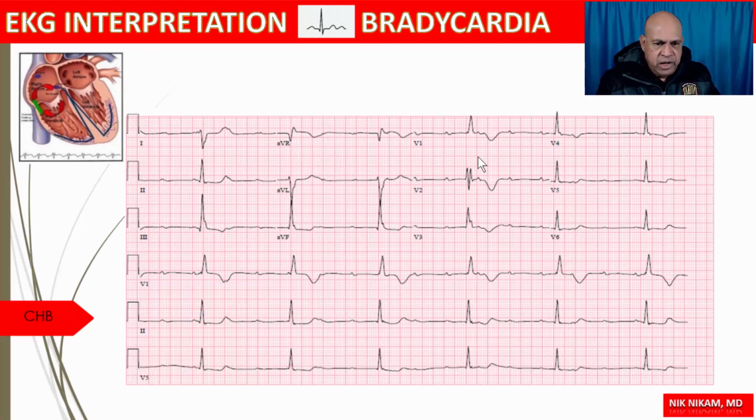Along with that, we have what looks like right bundle branch block or right ventricular hypertrophy with discordant ST-T changes. There's a whole lot of changes going on in this electrocardiogram. We have a complete heart block with right axis deviation, and we have right ventricular hypertrophy along with the discordant ST-T changes. How do you deal with this patient? What is the treatment option?